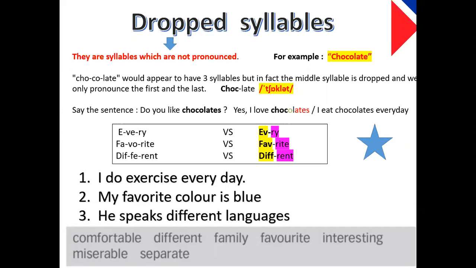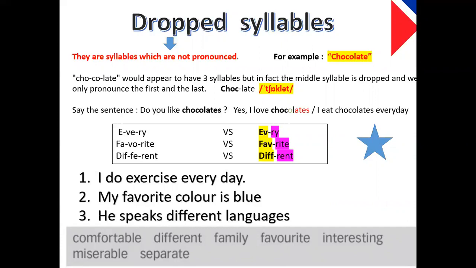In this opportunity, I'm going to talk to you about drop syllables, a very interesting topic, especially for those who are going to take an exam, like the IELTS exam. Well, first of all, I'd like to start by explaining what the term drop syllables means. Drop syllables are syllables which are not pronounced. They are also called silent syllables or silent letters.